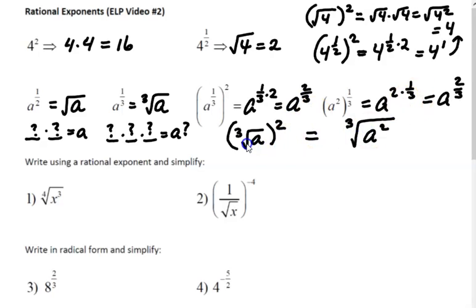I can say the cube root of a squared or the cube root of the quantity a squared, and they're the same thing. Depending on what the numbers are, sometimes it's more useful to write it with the radical in the parentheses raised to the power. Sometimes it's more useful to raise the number to the power first before applying the radical.